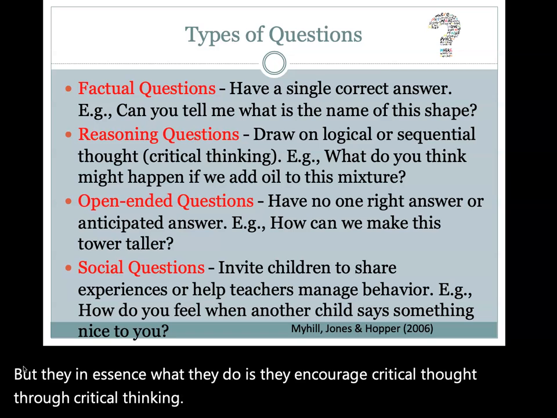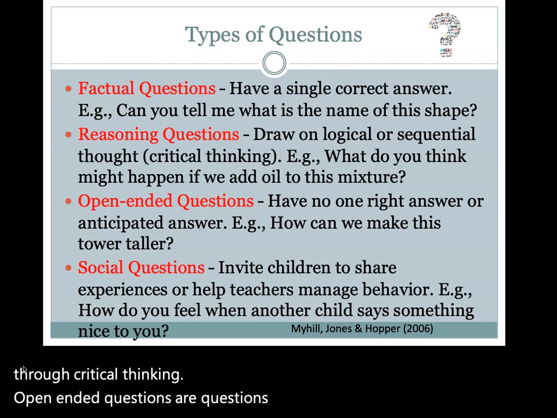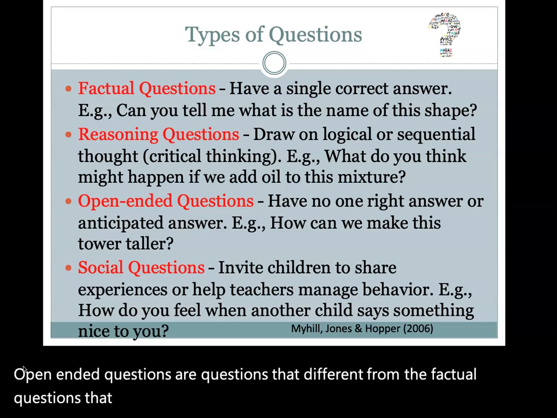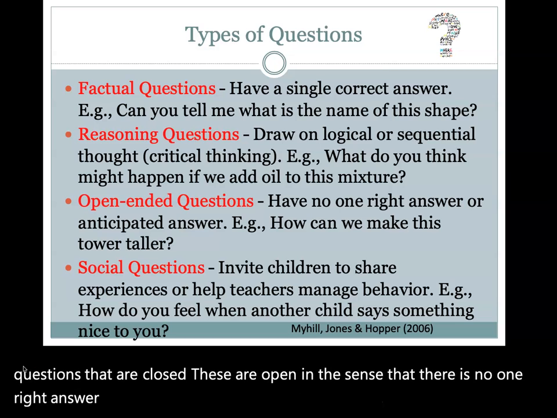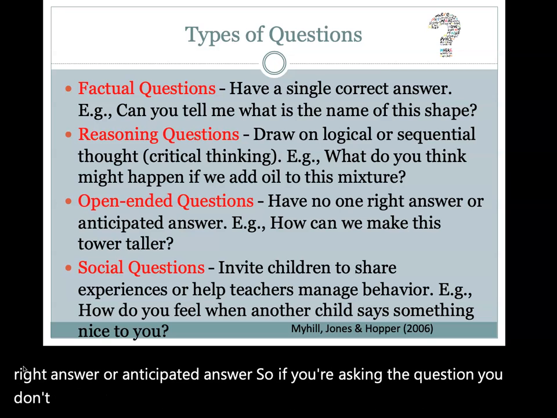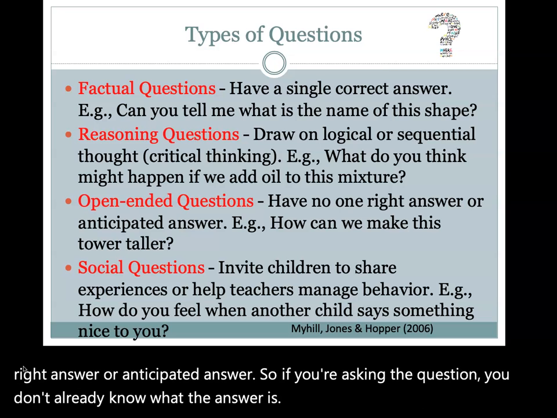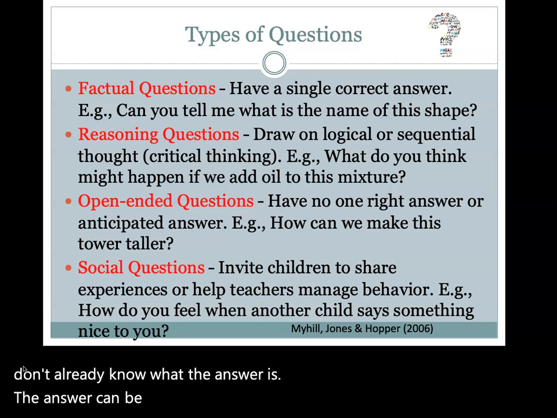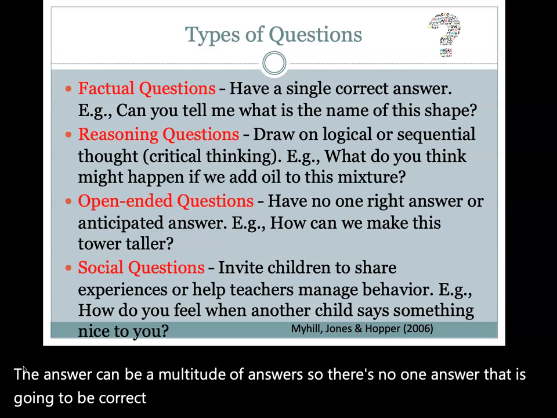Open-ended questions are questions that, different from the factual questions that are closed, these are open in the sense that there is no one right answer or anticipated answer. So if you're asking the question, you don't already know what the answer is. The answer can be a multitude of answers. So there's no one answer that is going to be correct, and you might not even have an inkling or can imagine what that answer might be.